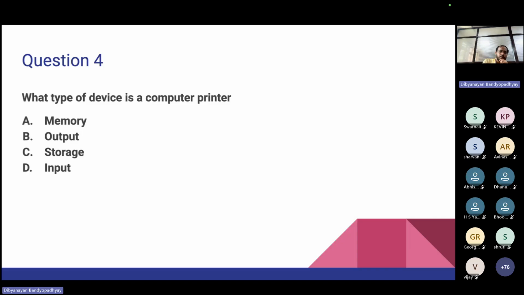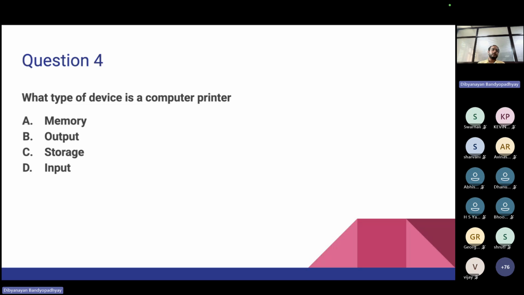So this is question 4. What type of device is a computer printer? So what do you think actually? Because there are several candidates: memory, output, storage, and input. So memory device means what actually?